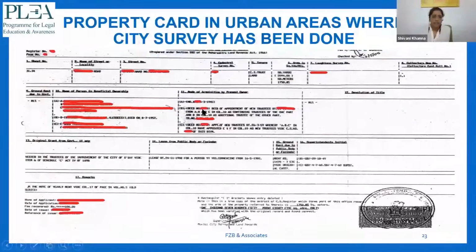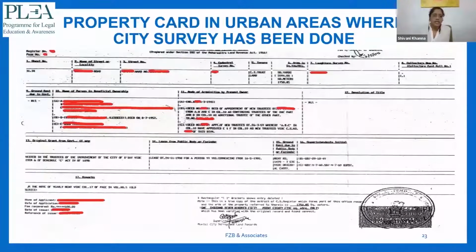Deed number, that is the registration number with the sub-register of assurances, gets mentioned. Deed of appointment of new trustee dated so and so from ABC in column 10 as continuing trustees of the one part, and B in column 10 as additional trustee of the other part. Now, from this, we come to know how and under which document ABC has appointed D as the new trustee. So that is how you read the devolution of title, by reading column 10 and 11 together.